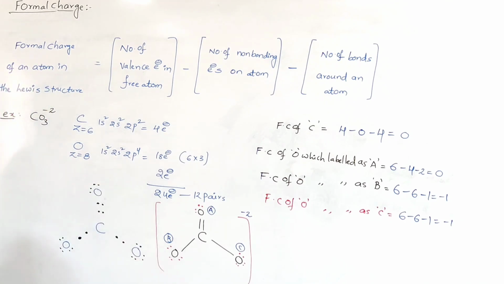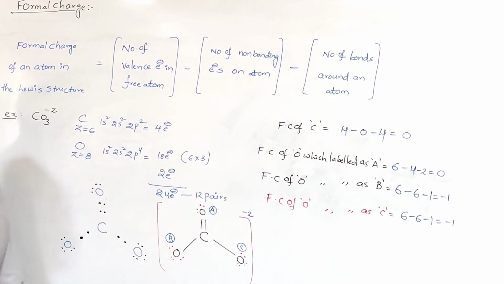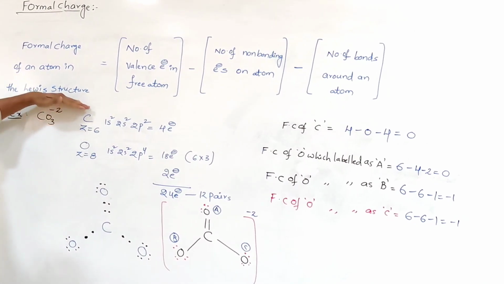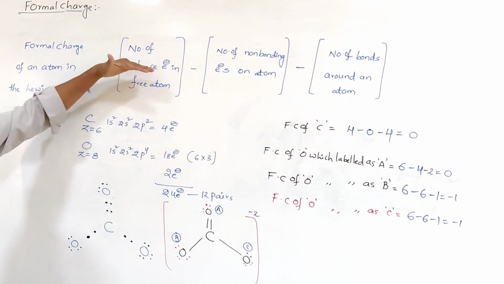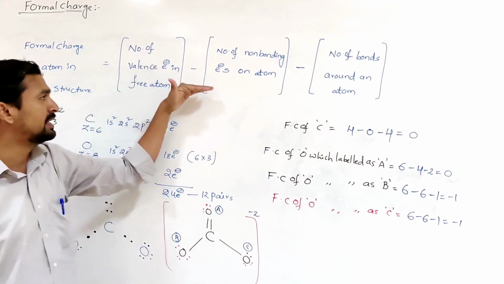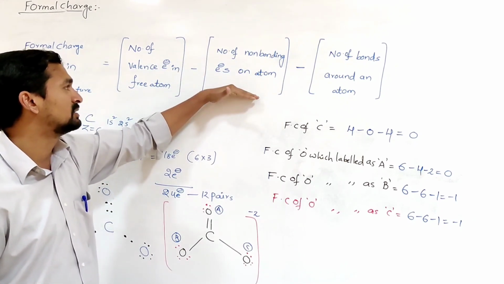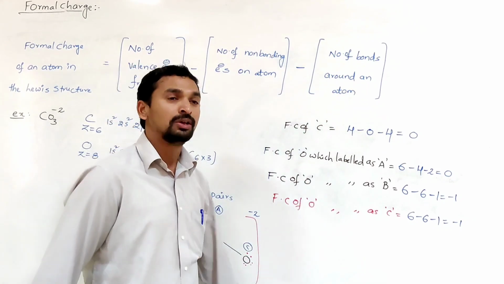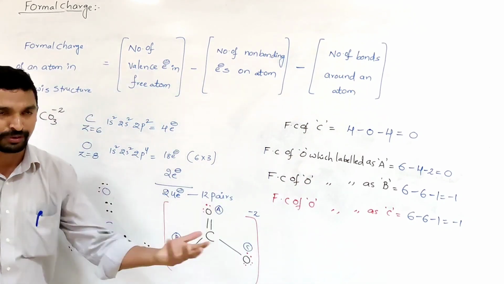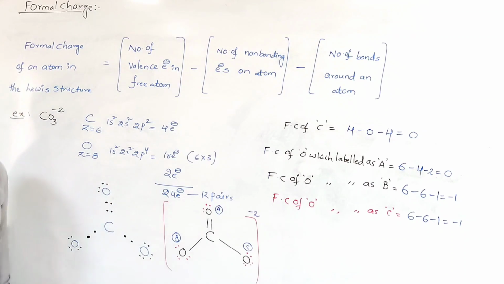Like that, we can calculate the formal charge of each atom in a given molecule or ion. So, using the formula once again, the formal charge of an atom in the Lewis structure is equal to the number of valence electrons in the free atom, minus the number of non-bonding electrons on the atom, minus the number of bonds around the atom. You can also practice with more molecules or ions, working out the formal charges of each atom present in their respective molecules.